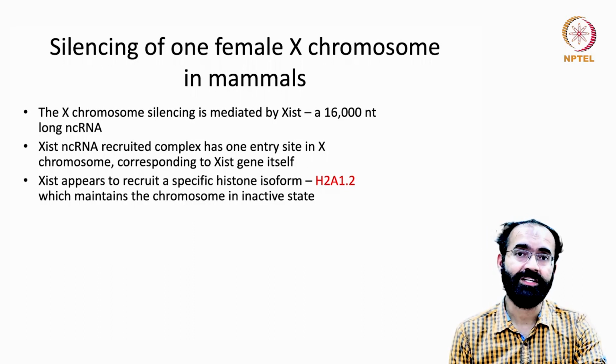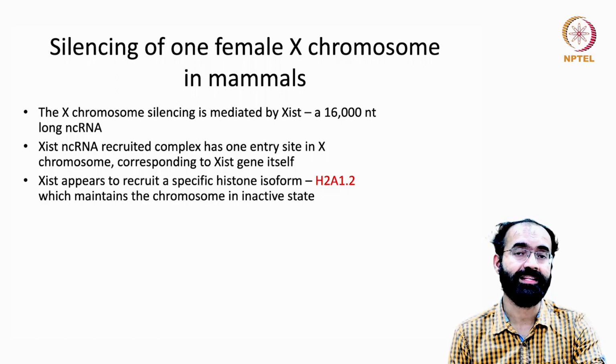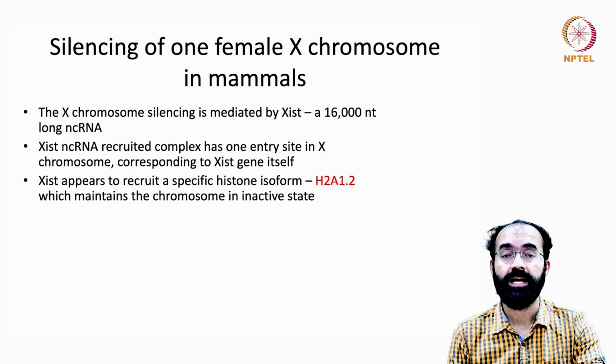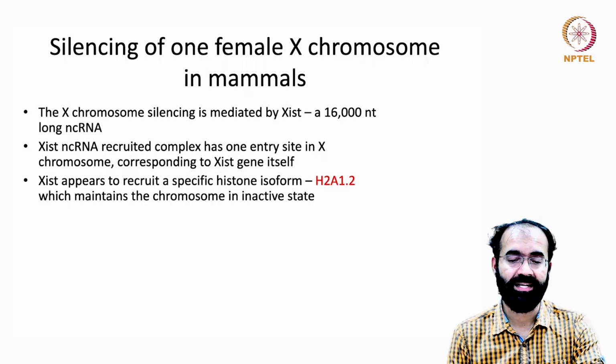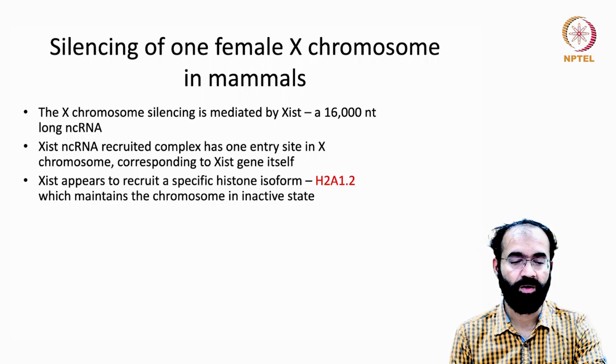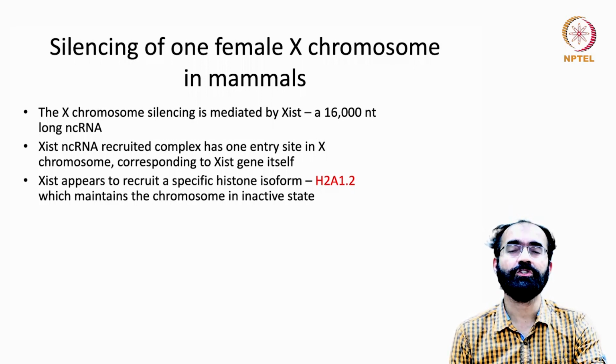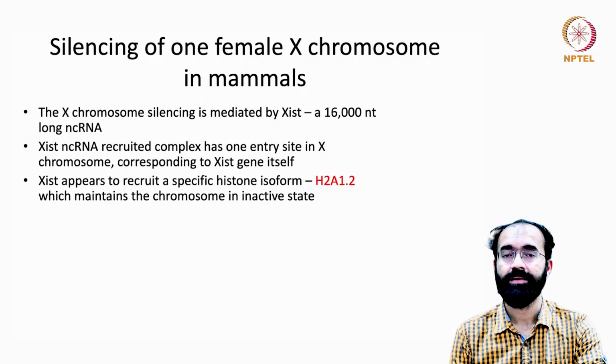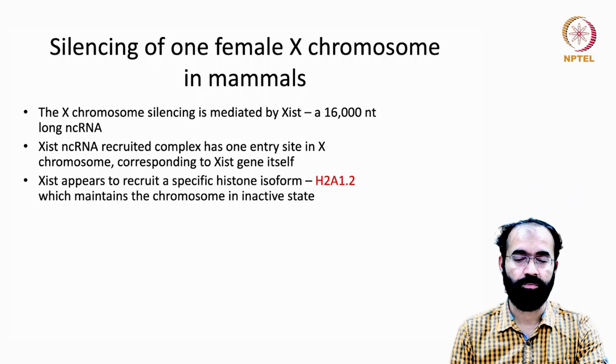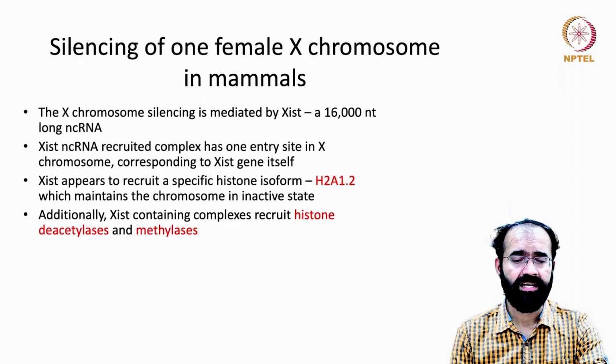But for this inactivation, the XIST RNA, once it is coated onto the same place where the XIST gene is located, will recruit a specific histone isoform, that is H2A 1.2. So this is a unique histone isoform which is seen only in the inactive X chromosome, which maintains the chromosome in its inactive state. Normal chromosomes do not use this isoform. It is only used for the inactive X chromosome. Additionally, the XIST-containing complex recruits histone deacetylase and methylase.